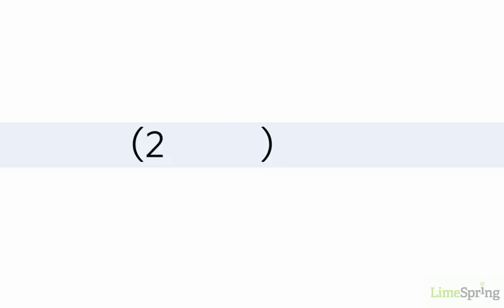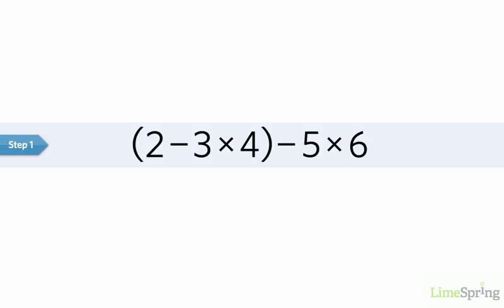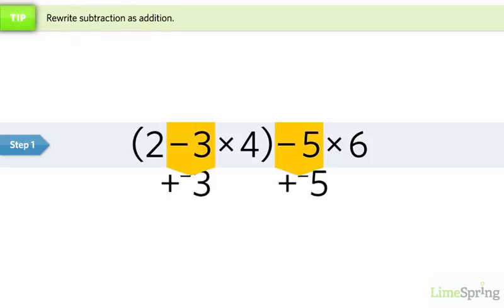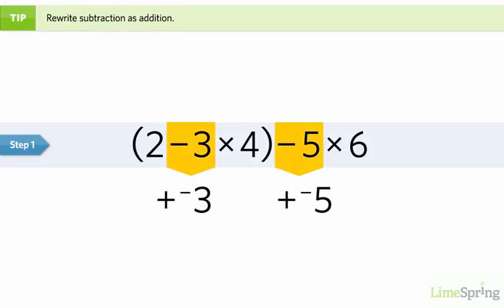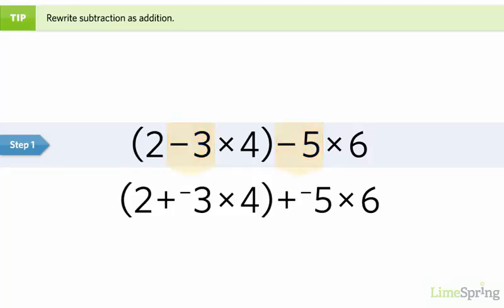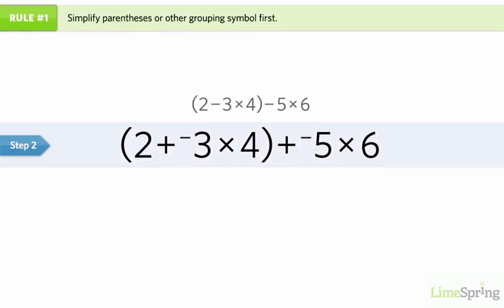The quantity of 2 minus 3 times 4 minus 5 times 6. Be careful, this one is a bit tricky because we have to follow our rules several times. To make things easier, the first thing we should do is rewrite the subtraction problems as addition problems. We do that and get the quantity of 2 plus negative 3 times 4 plus negative 5 times 6. Now we work on the parentheses. Notice that the parentheses contain both multiplication and addition.